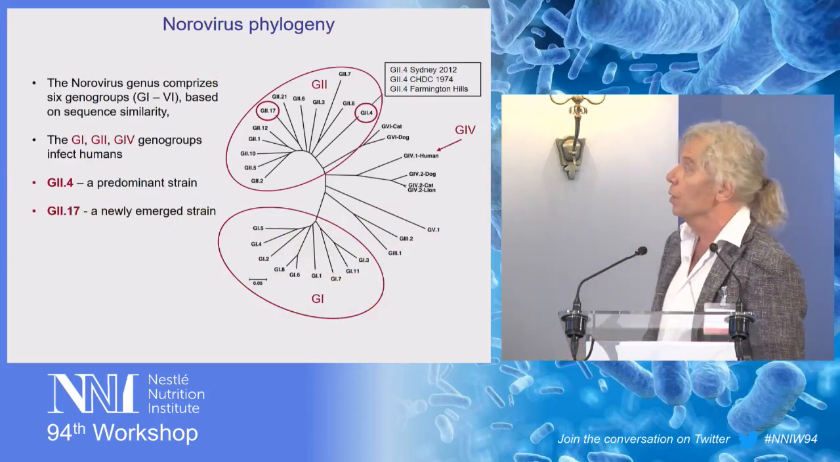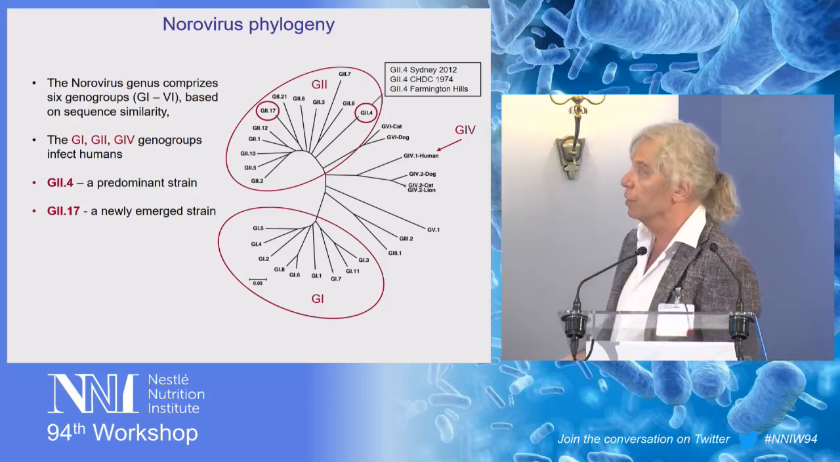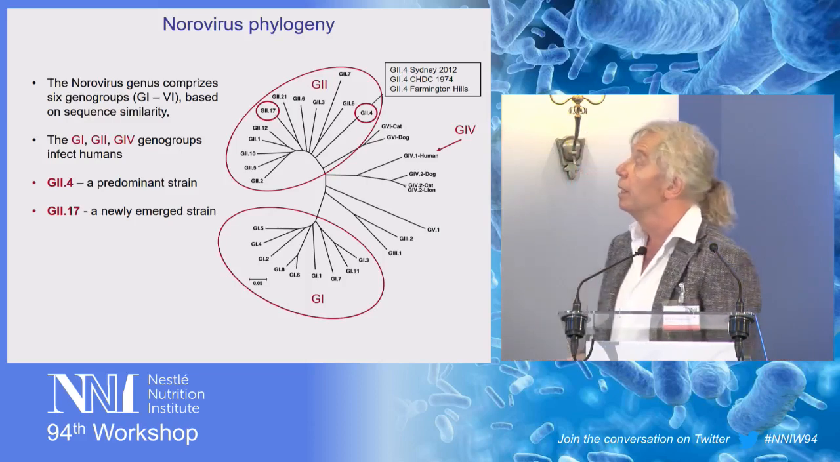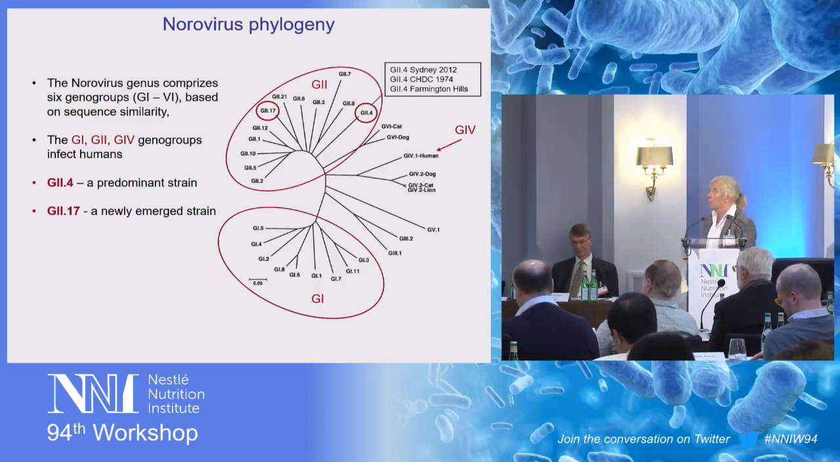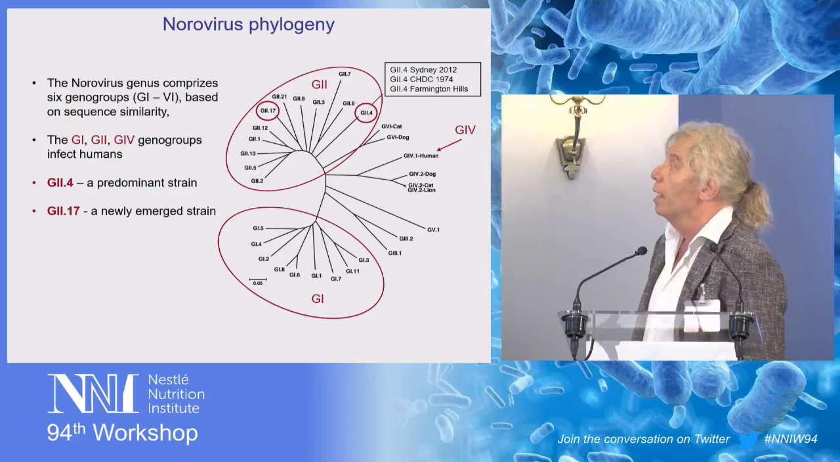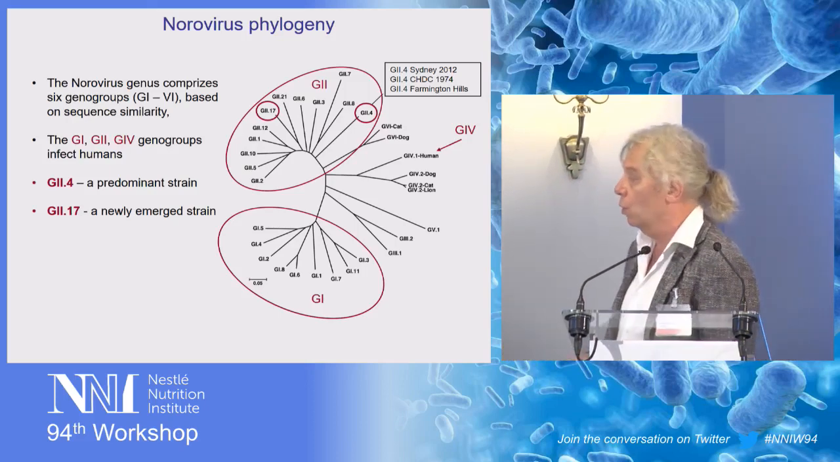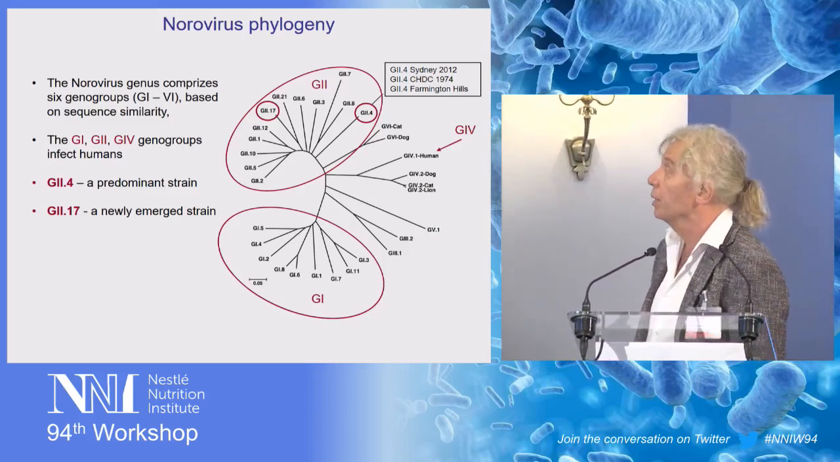Noroviruses are a genus which comprises 6 genogroups, G1 to G6, and only genogroups 1, 2, and 4 infect humans. The most predominant strain which caused pandemic infections is GII.4, and in recent years, in 2015, a new strain emerged, which is GII.17. A couple of other genogroups are infecting other animals, for example, pigs and mice and dogs. The simple reason why these strains are more or less specific for their species is that we have no real functional animal model for studying human infection.